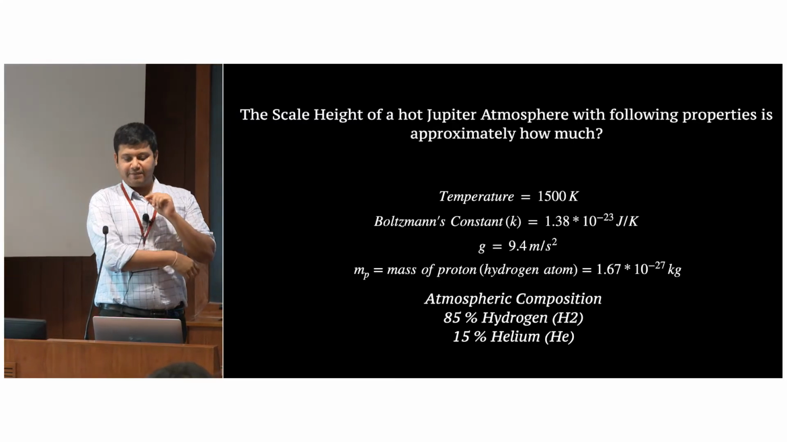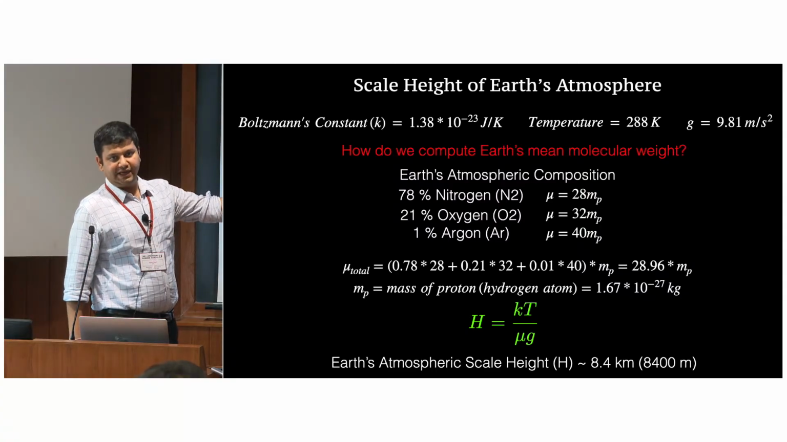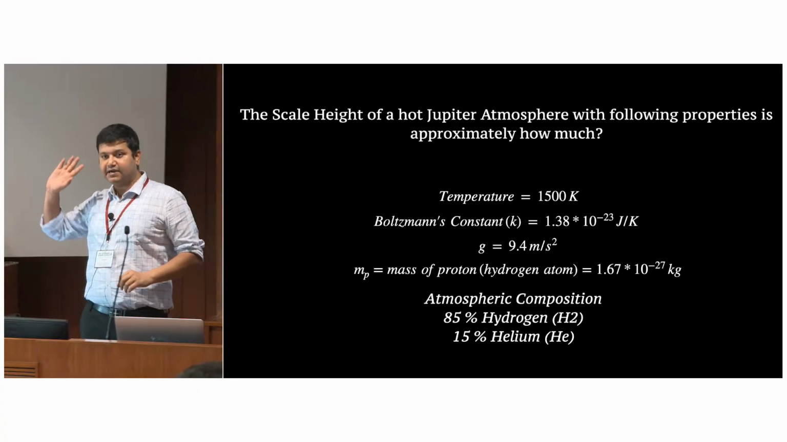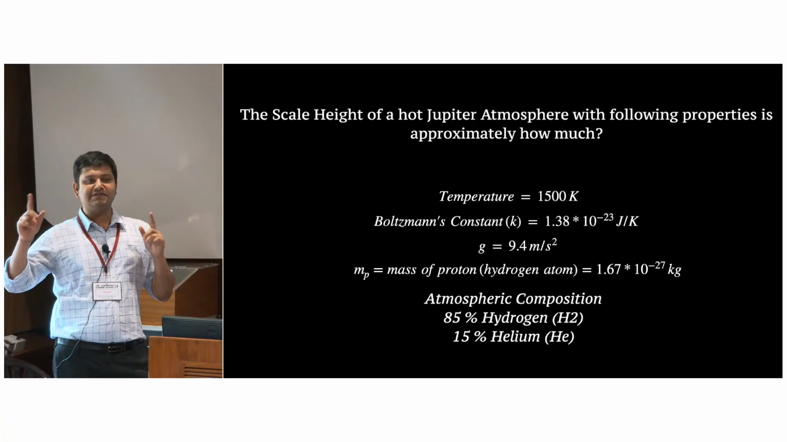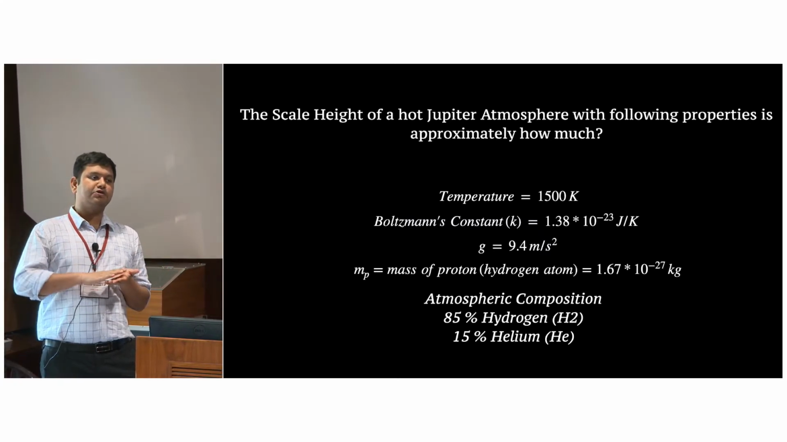But see the order of magnitude. For Earth, how much were we getting? 8.4 kilometer, 8 kilometer. And for a hot Jupiter planet, we are getting 600 kilometers. So almost 100 times larger. This is what I was telling about. Based on the scale height, I can tell if the planet's atmosphere is big or not.